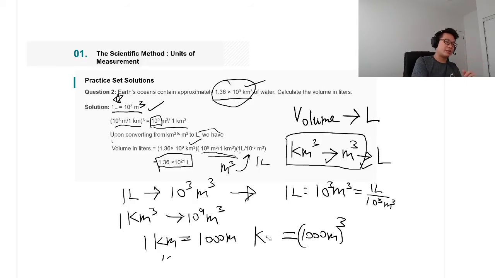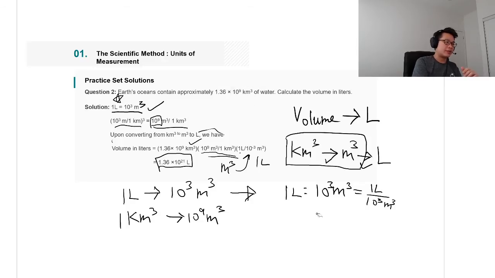Again, we can write another ratio over here so that we waste everything that's not necessary. So we have 1 kilometer cube to 10 to the power of 9, equals 1 kilometer cube 10 to the power of 9. We will have two ratios, and we are going to do the unit conversion two times. The first time will be from here to meter cube, and then meter cube to liter.